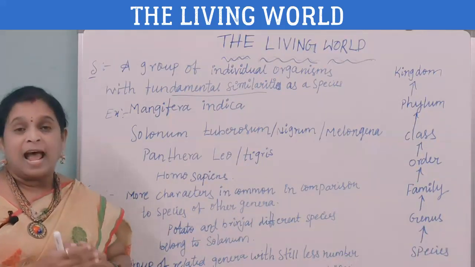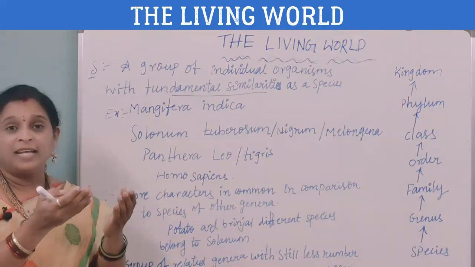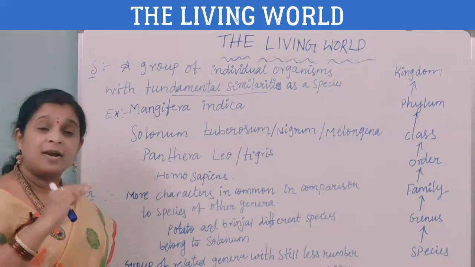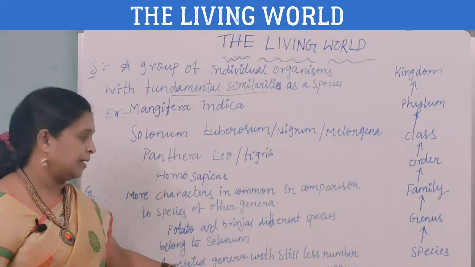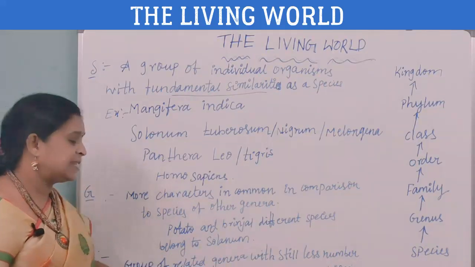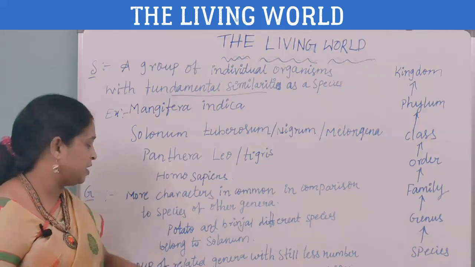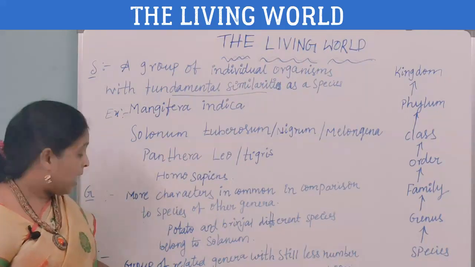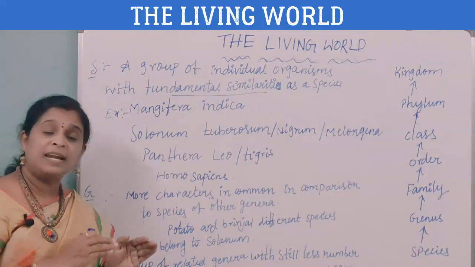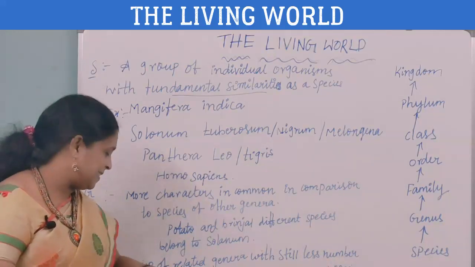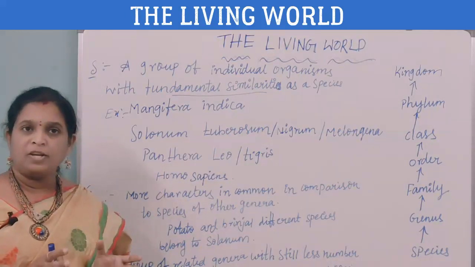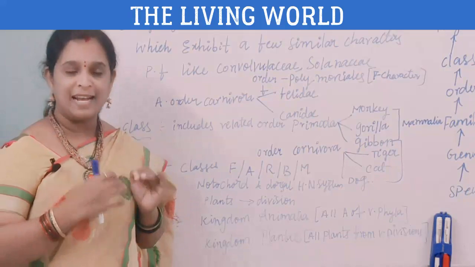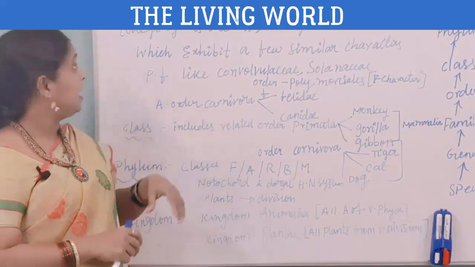As the level increases in ascending order, you can see that the similarities come down. A family is a group of related genera with still fewer similarities compared to the genus and the species. For example, Solanum, Petunia as well as Datura are included in the family Solanaceae, and cats are grouped into Felidae, and dogs are grouped into Canidae.